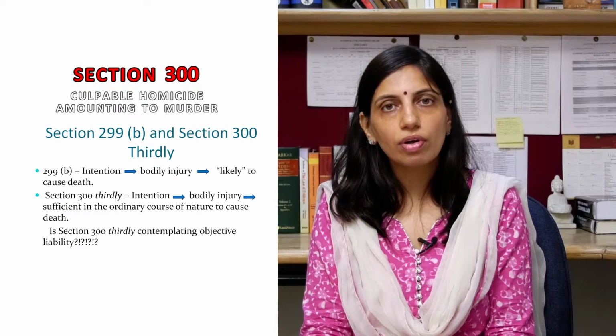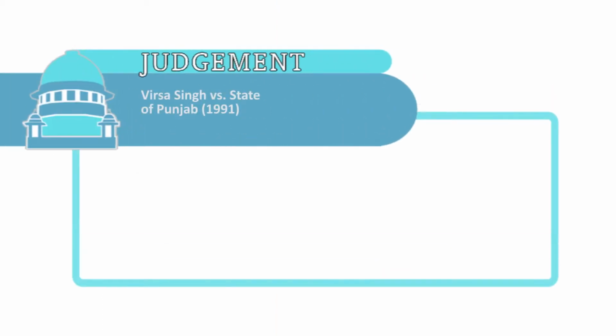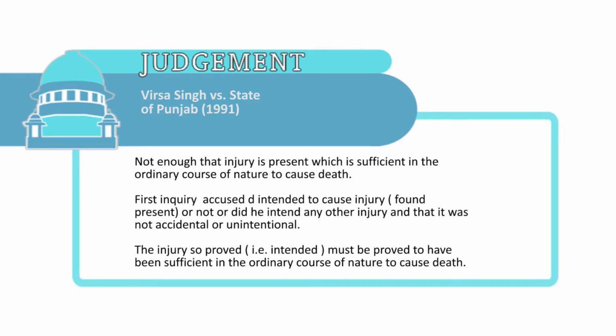because sufficient in the ordinary course of nature to cause death means an objective inquiry? Please go back and read Virsa Singh versus State of Punjab. There the answers were given on how the inquiry is to be conducted in this. So we can't lose sight of the subjective liability which Macaulay had advocated for the Indian Penal Code. Now Virsa Singh versus State of Punjab, inter alia, said that yes, there has to be first an inquiry that a bodily injury was there. So the first inquiry is very, very objective, that a bodily injury was there.